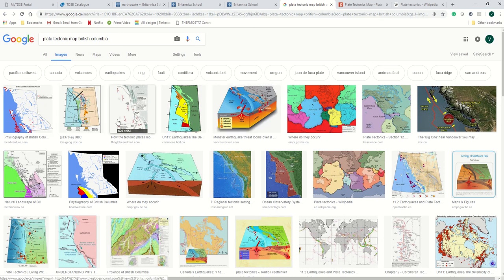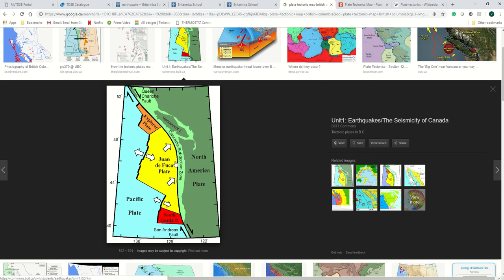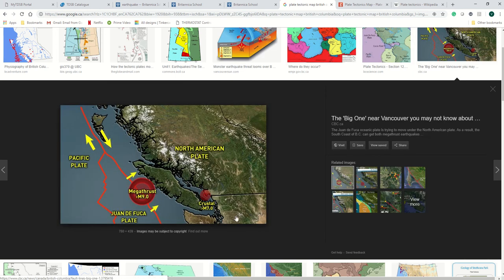And once I look at the ideas here, I see that here's one example that shows the Juan de Fuca plate against the North America plate. It has the word subduction, which again for level 4 would be something I might want to look up to understand. It also has here another example, and this one's even more clear. It shows that the Juan de Fuca plate is moving this way and the North American plate is moving this way. And look at that, there is Vancouver over here.